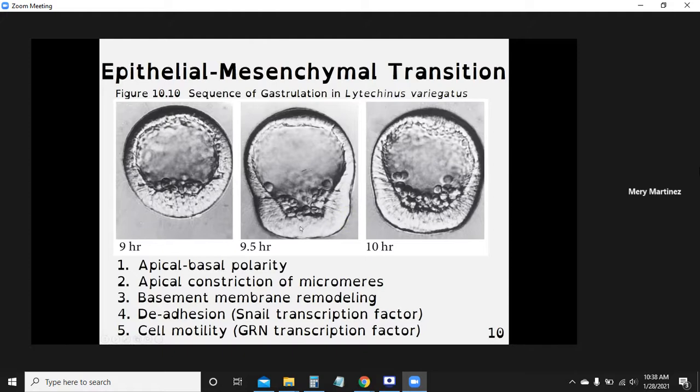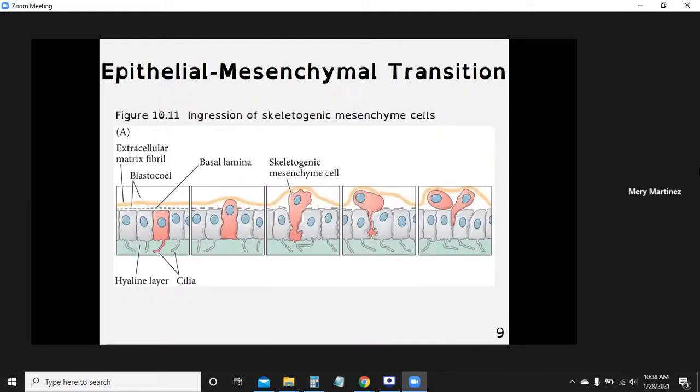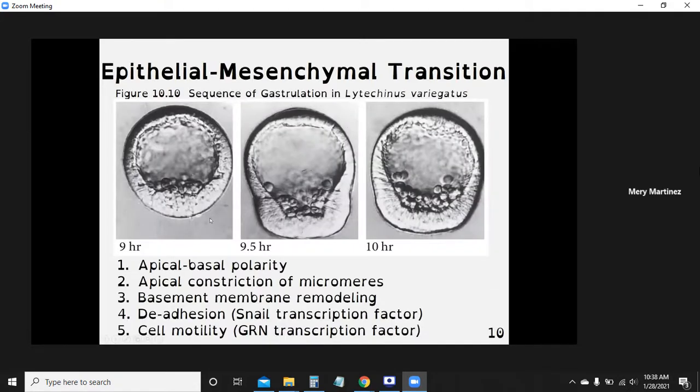Second is an apical constriction of micromeres. So the cells alter their shape with a change in the apical end. So they go away from the blastocoel, and if I show you here, you see, this is the apical shape that is changed to start losing the connection.